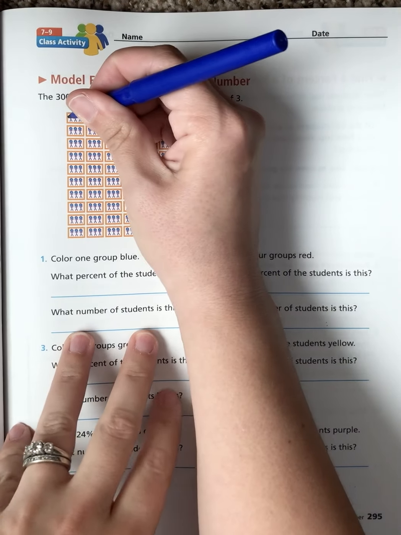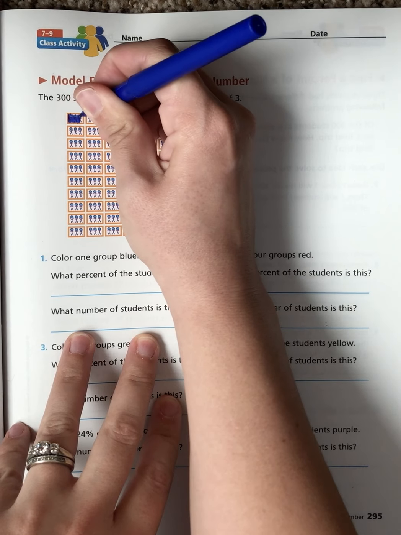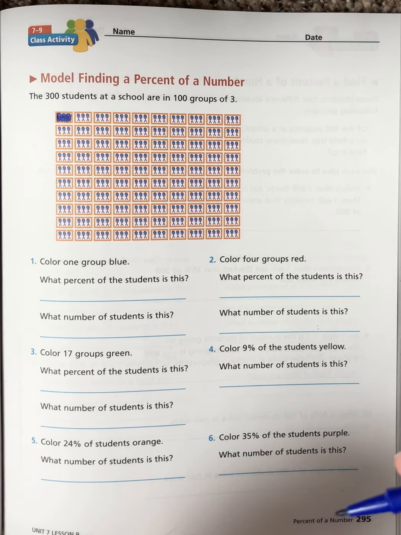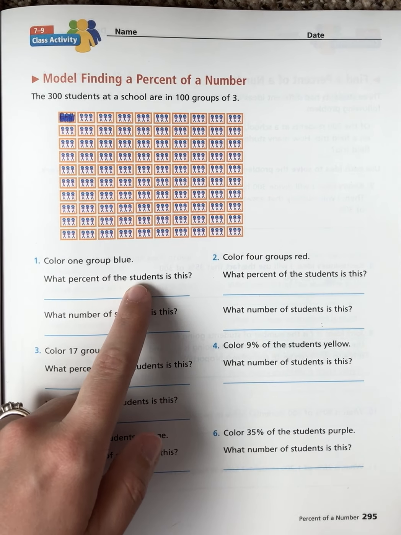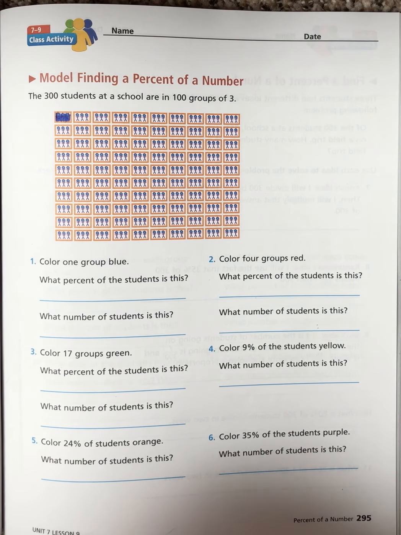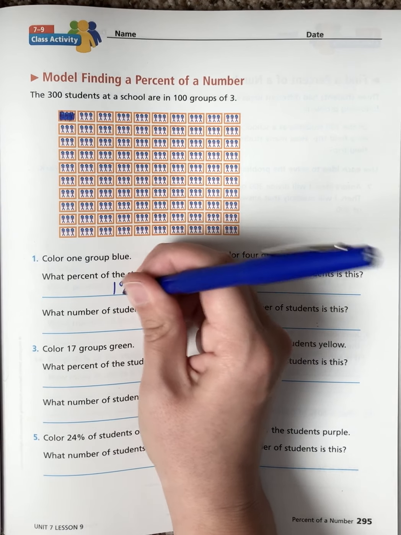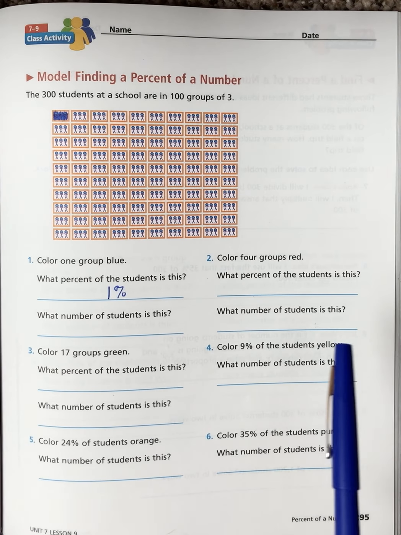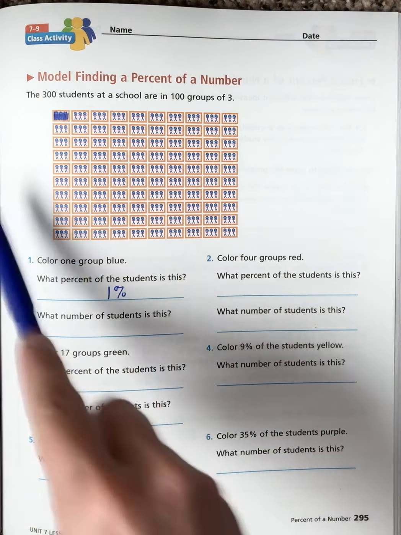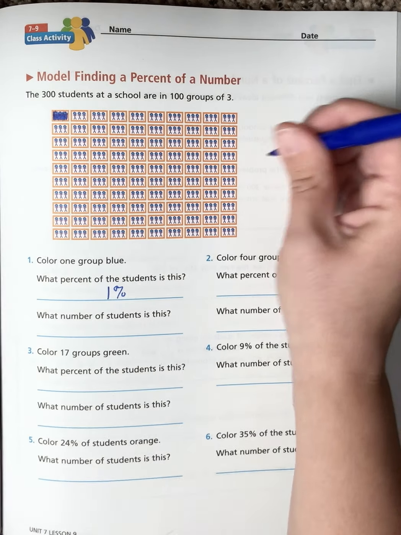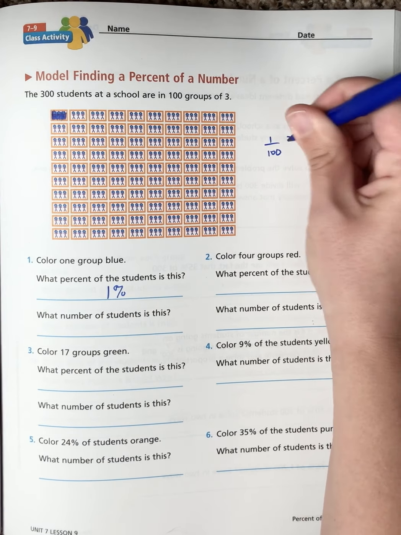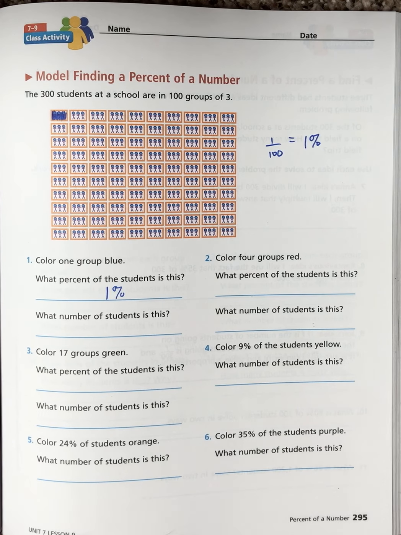So I'm going to go ahead and do that. One group is going to be blue. And it says, what percent of the students is this? Well, since there's 100 of these boxes, this is simply 1% of the students because I colored in one box out of all the 100.